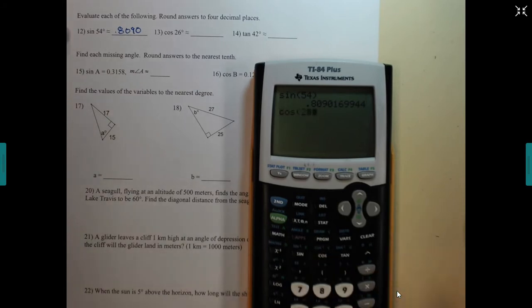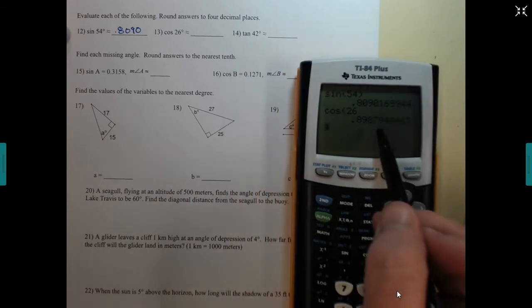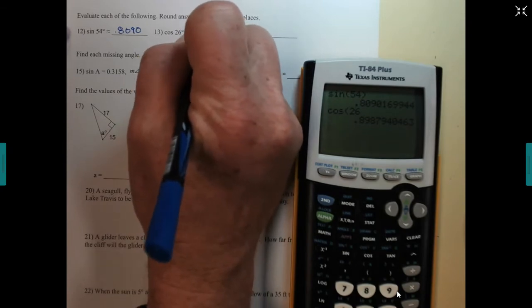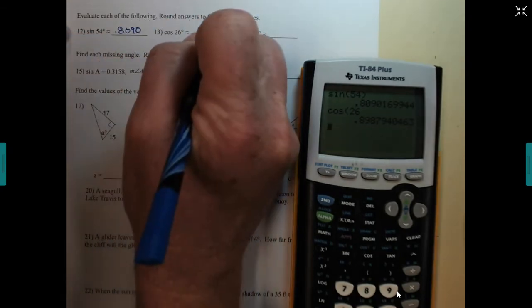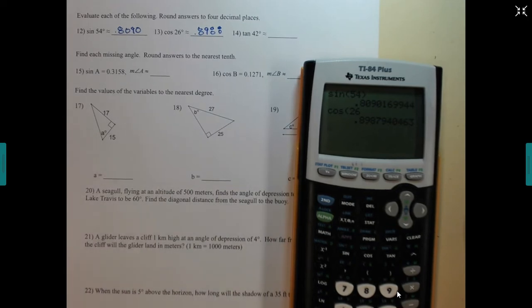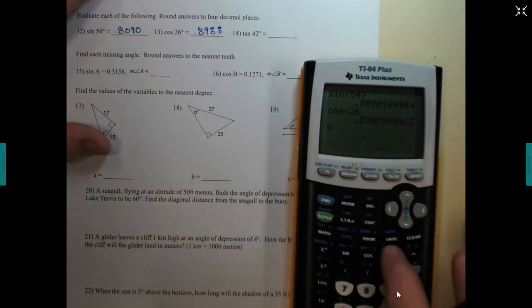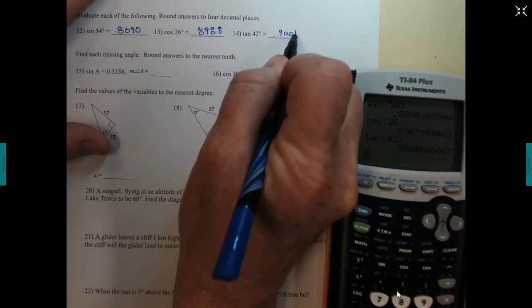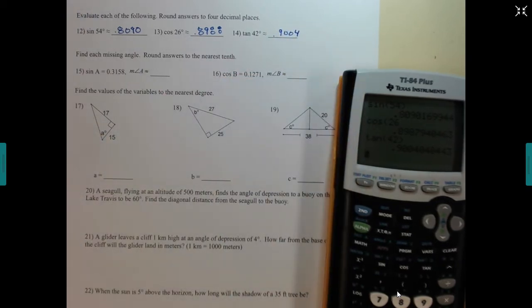Cosine 26. The 4th number is a 7. I look to the number to the right. It's a 9, so my 7 needs to go up 1. 0.8988. The 7 had to go up 1. Notice when we round, we don't change any of the other numbers. Tangent 42. 0.9004. You will get answers different from me if you are not on the right setting with your calculator.